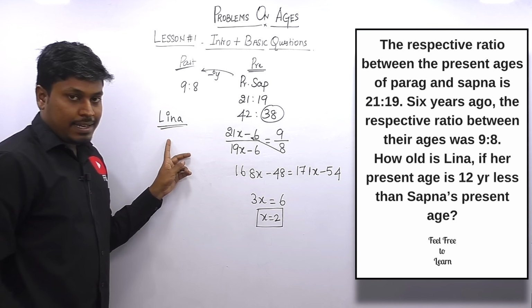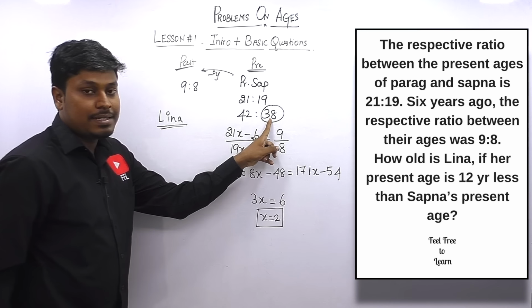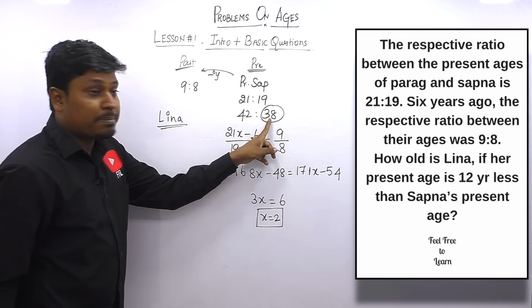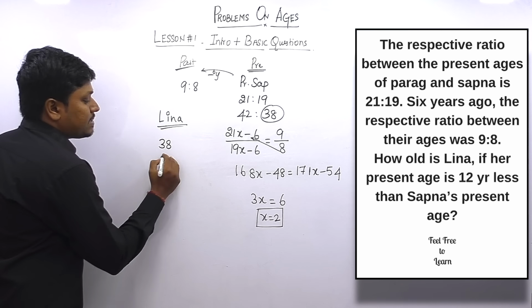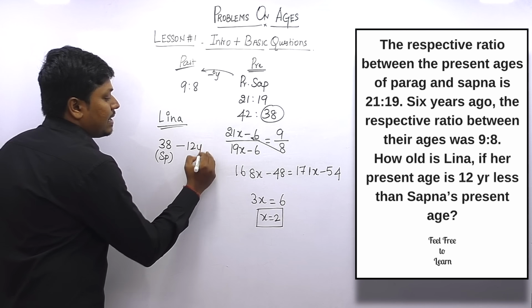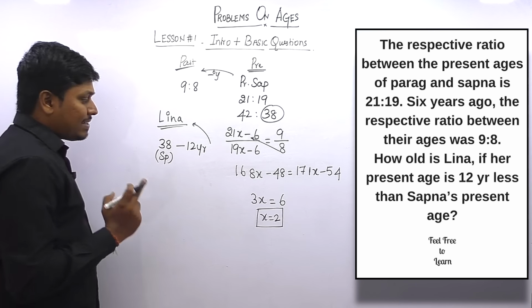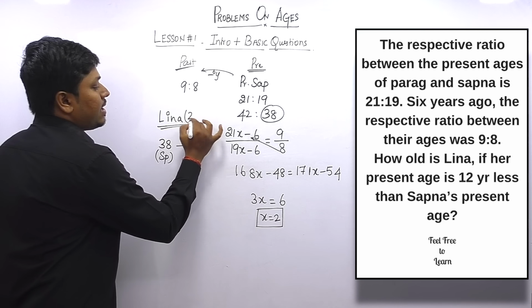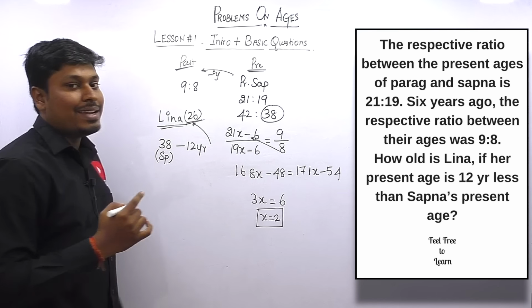So the person Leena is 12 years less than the present age of the person Sapna, and we already know that Sapna's present age is 38. So 38 will be Sapna's present age. From this age, 12 years less will be Leena's age. So 12 years less will be 26. So we can say Leena's age will be 26. So finally the answer for the last question is 26 years.